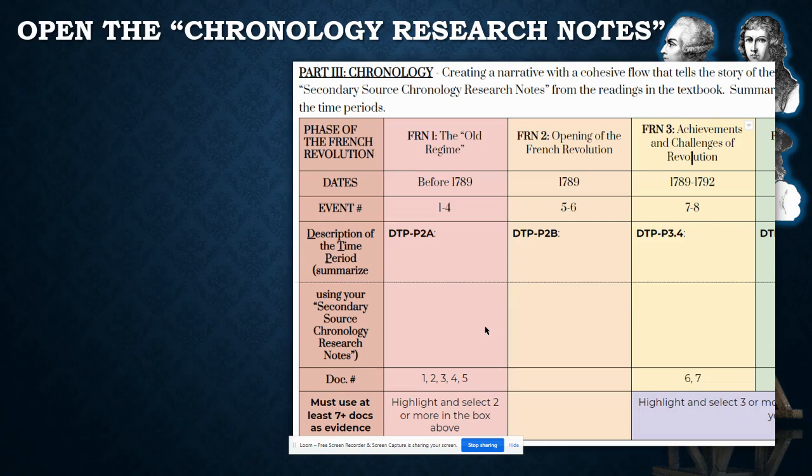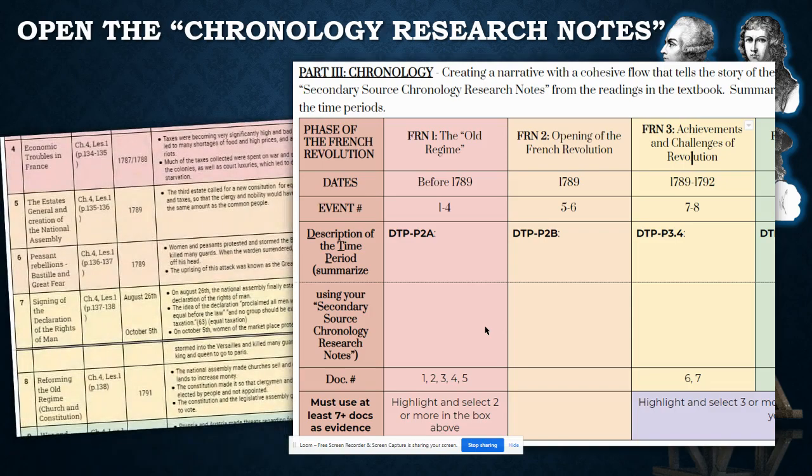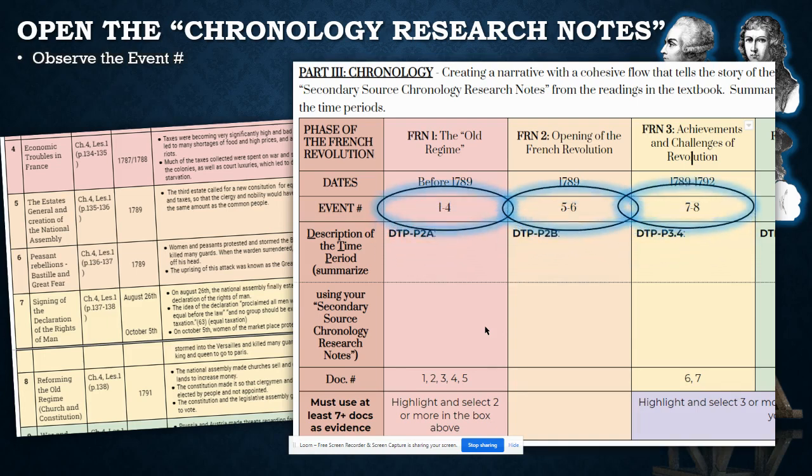Now, if you scroll down, go down to part three where it talks about the chronology. Okay, and in that, you're going to find that there are the 5 separate time periods that we had discussed further. Okay, so the first thing to note is that you want to be able to open up your homework assignments from the previous days and where you've gone through the textbook, and there are various event numbers on the left-hand column there. So you'll notice that FRN1, the old regime here, is dealing with events 1 through 4, the opening of the French Revolution 5 through 6, and so forth and so on.